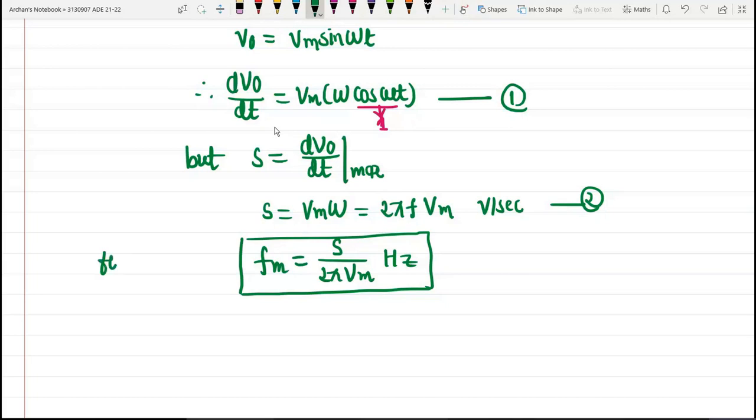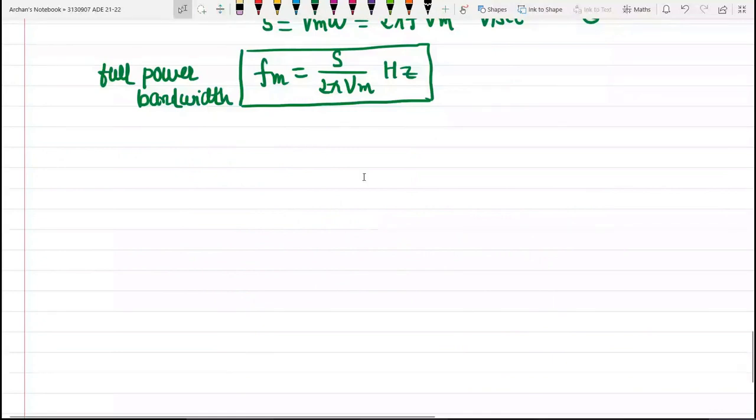It is also termed as full power bandwidth of the op-amp. And here this Vm is nothing but the peak value of the output voltage waveforms. So these are the important parameters of operational amplifier. Now let us try to solve some examples based on these parameters. So we'll take one example.